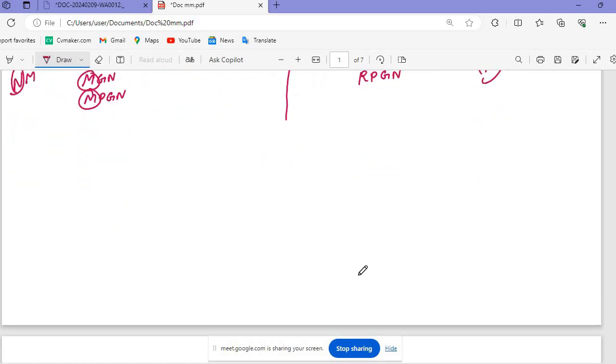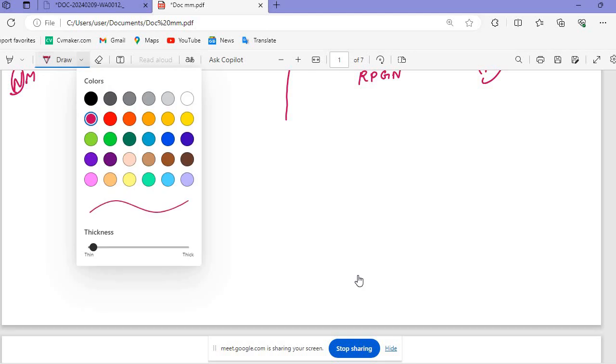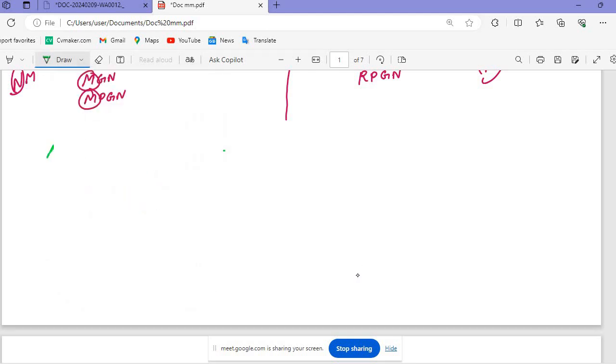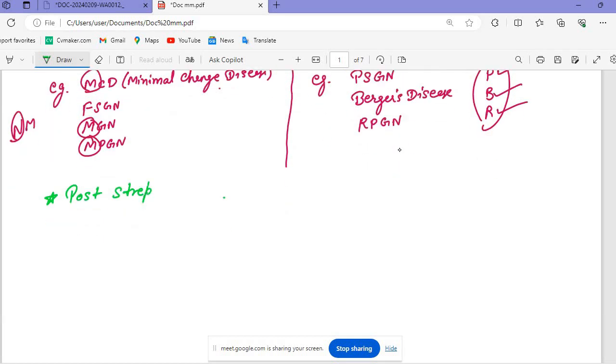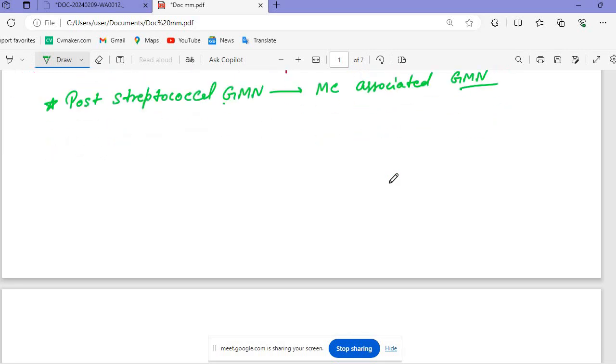Now let's continue with the same things. We are continuing with the nephritic first. See, PSGN, post-streptococcal glomerulonephritis. This is the most commonly associated glomerulonephritis. The most common finding that we see is post-streptococcal glomerulonephritis. So what happened in post-streptococcal glomerulonephritis?